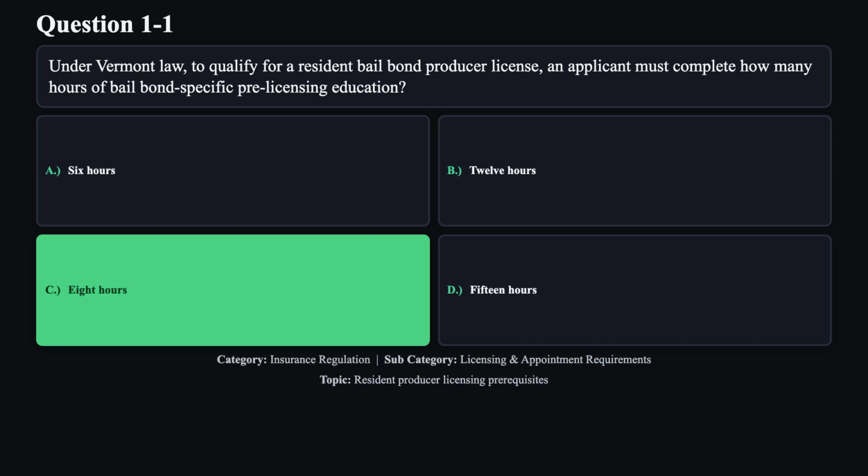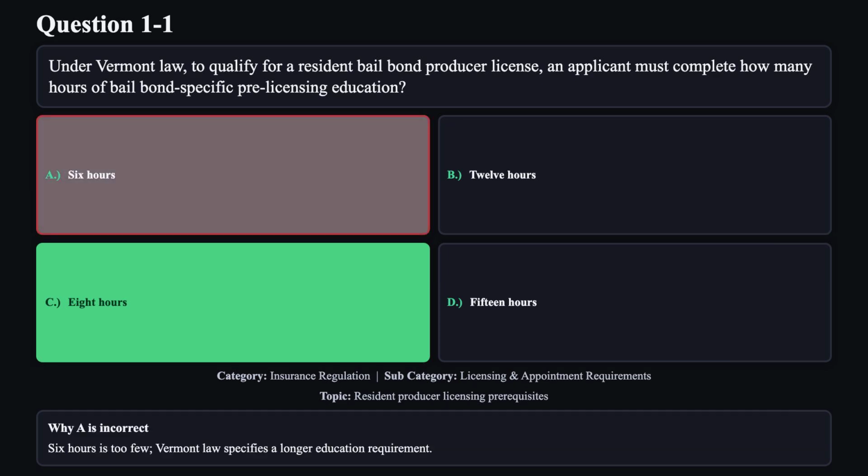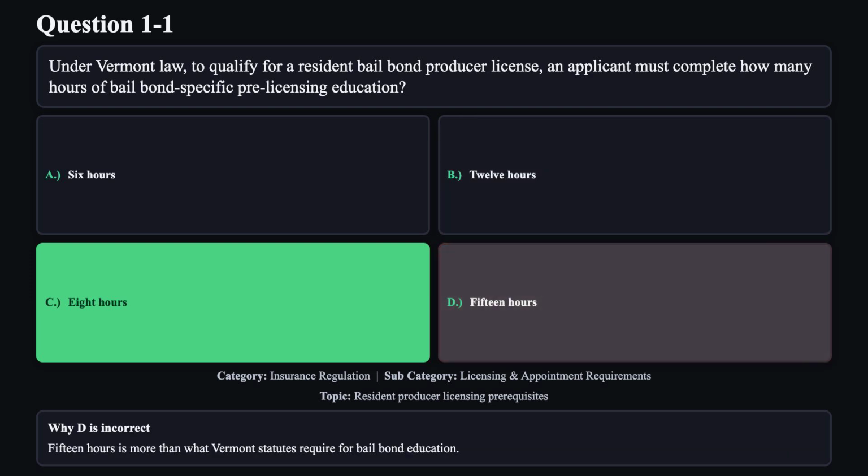The correct answer is C. The correct answer is 8 hours because Vermont statutes mandate 8 hours of bail bond-specific pre-licensing education for resident producer applicants. Reason A is not correct. 6 hours is too few. Vermont law specifies a longer education requirement. Reason B is not correct. 12 hours exceeds the state's specified education requirement for resident applicants. Reason D is not correct. 15 hours is more than what Vermont statutes require for bail bond education.